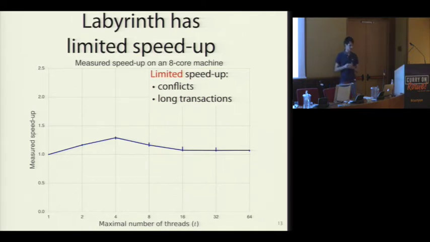First of all, as the number of threads that execute in parallel increases, the chance of conflicts between these transactions increases. And secondly, this application contains very long transactions. The whole search process is encapsulated in the transaction. So in case of a conflict, the transaction rolls back and needs to re-execute the whole search process, which limits the speedup.